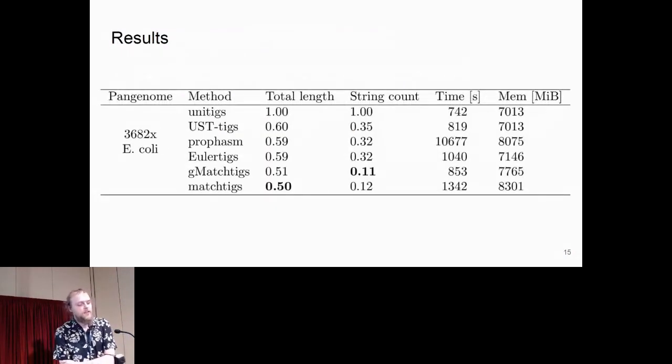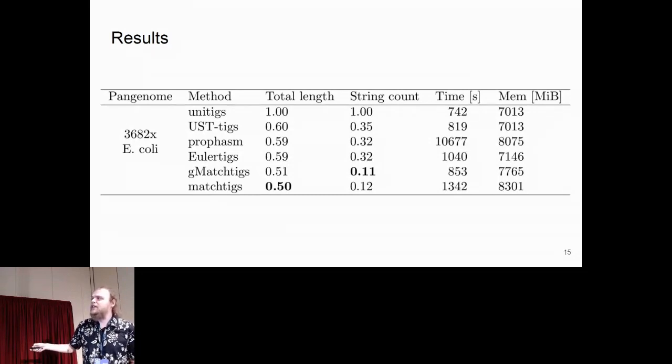So here's a sample of the results. In this experiment, we have a data set of 3,682 E. coli genomes, and we're comparing the size of 6 different TIGs or SPSSs. So UniTIGs is your basic SPSS, and we normalize this table so that UniTIGs are always 1.0, and everything else is relative to the UniTIGs. So the total length of the UniTIGs is normalized to 1.0. We see that these 2 methods, UST-TIGs and ProphAsm, which were the UniTIG stitching methods, cut the total length from the UniTIGs by about 40%.